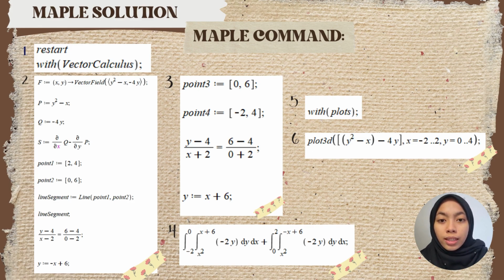And for line segment number 2, point 3 is (0, 6) and point 4 is (negative 2, 4). We do the same, which is (y minus 4) over (x plus 2) equal to (6 minus 4) over (0 plus 2). Then we will get y equal to x plus 6.